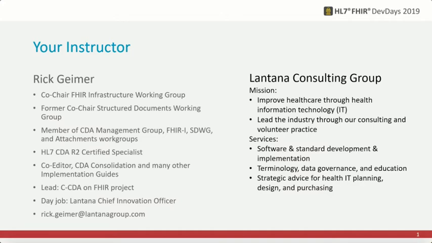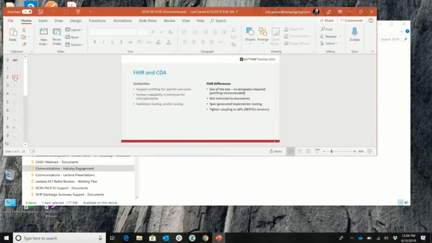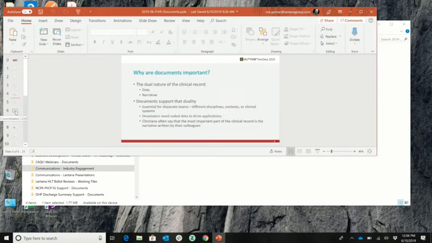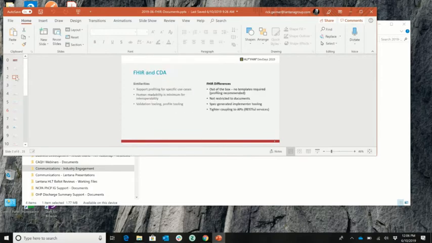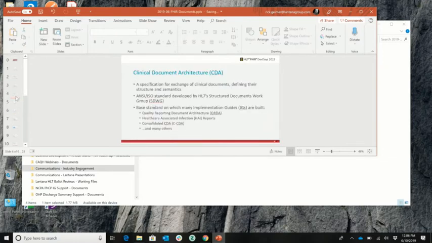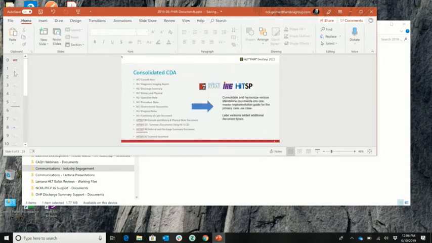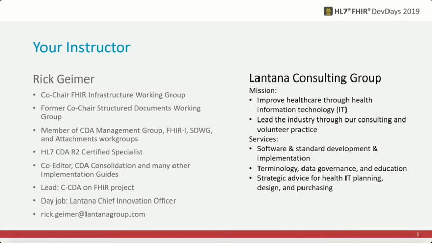Hang on one second. For some reason, it looks like, yeah, a couple of my, oh, there we go. Sorry, I had a slide out of order. Apologies there. Let me fix this. C-CDA FHIR documents. There we go. Okay, sorry about that. That's what happens when you finish your presentation in the morning before you finish your coffee.